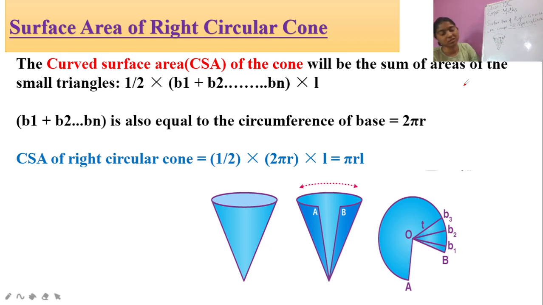So see students, how you get this curved surface area of a cone. Whenever we draw any cone or make any cone, you require a paper which is in circular form, right? And you will cut it. When you cut this paper, you will get small triangles. Okay, so we can give names to them.